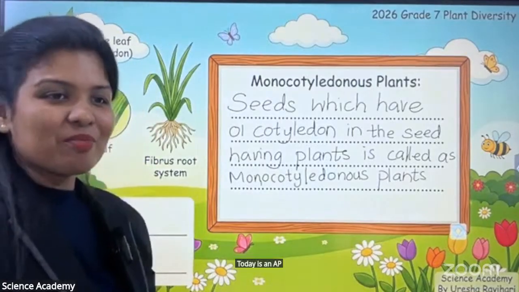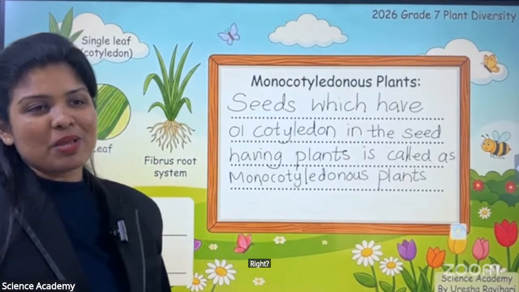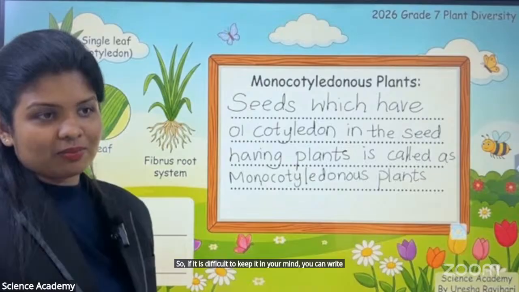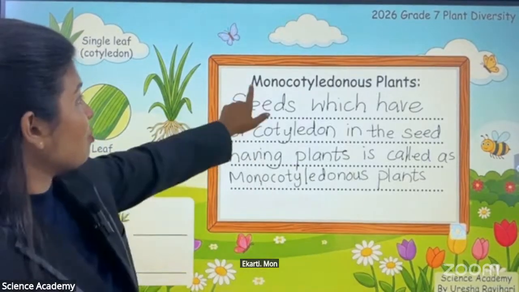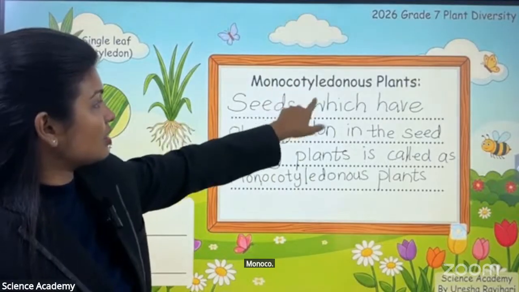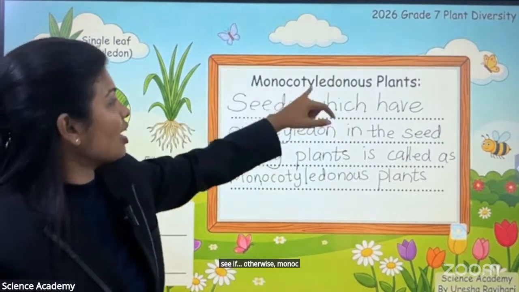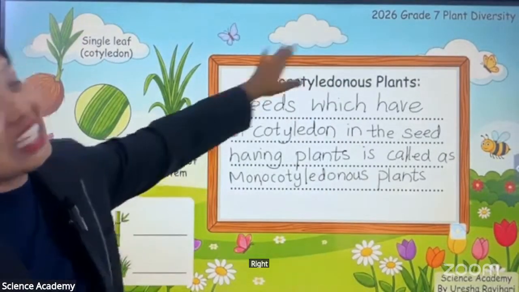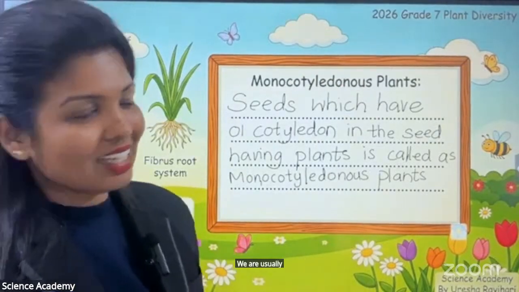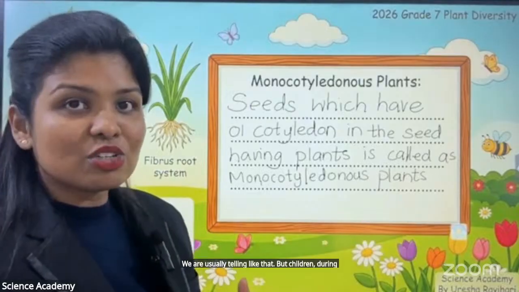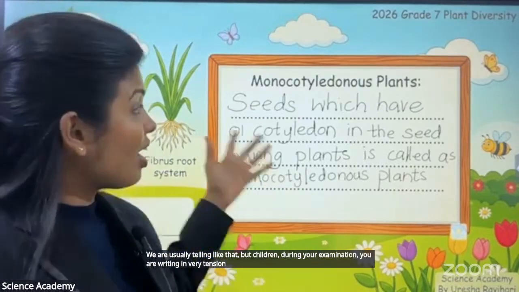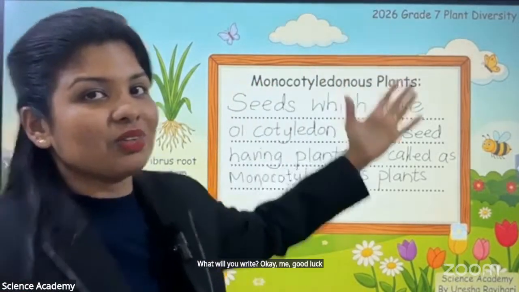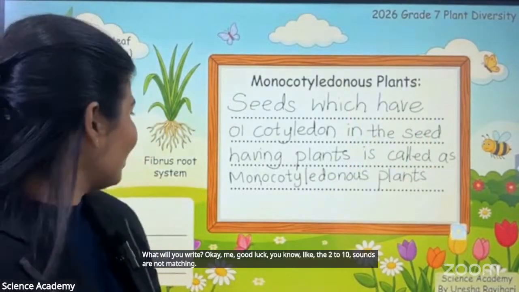Children, in the examination sometimes there may be spelling problems for all of you. So if it is difficult to keep in your mind, you can write monocots. Otherwise, monocotyledonous is difficult, right? We usually say it like that. But during your examination, you are writing in great tension, and I don't know what you will write.